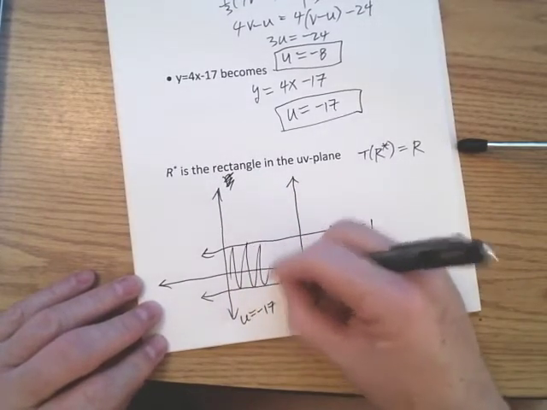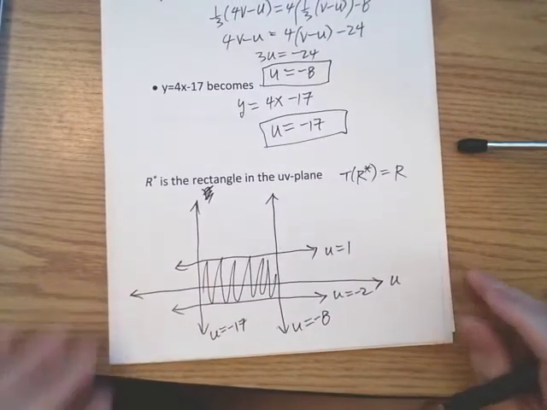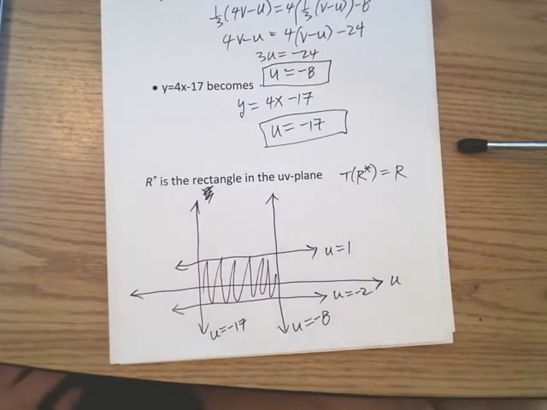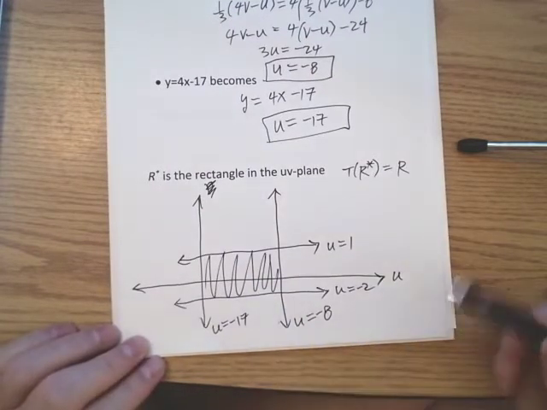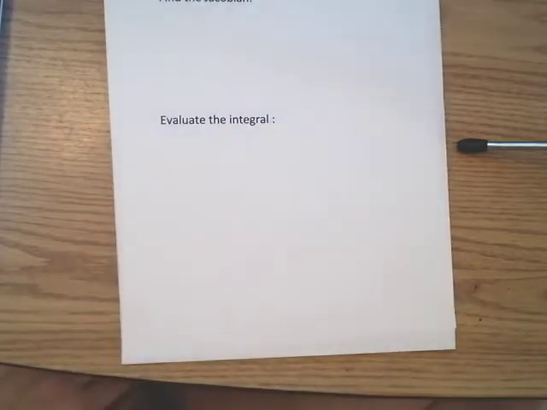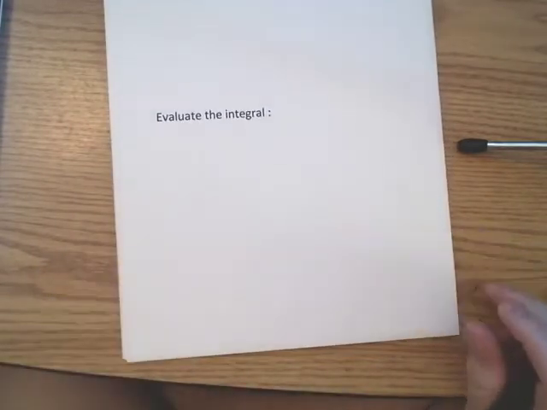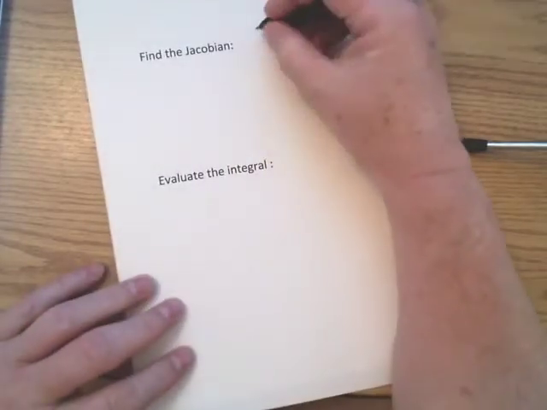Notice what they've been doing is setting up these transformations so the original R ends up being a nice rectangle, and R star ends up being a nice rectangle in the uv plane. So this is what we're integrating over here, and this looks not too bad. What do we have to do next? We have to find the Jacobian. Let's go ahead and do that here.